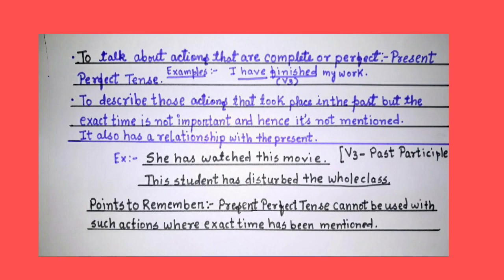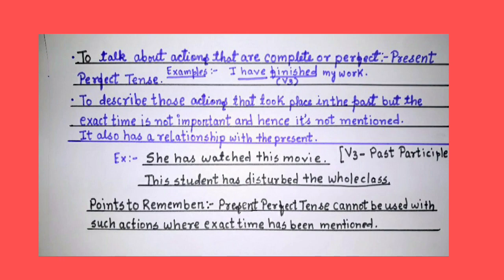Present perfect tense also describes those actions that took place in the past, but the exact time is not important and hence it is not mentioned. I repeat, present perfect tense helps us to know about those actions which were completed in the past, but the exact time when it was completed has not been mentioned, and those actions have a relationship with the present. Let us discuss some examples which will make this point clear.